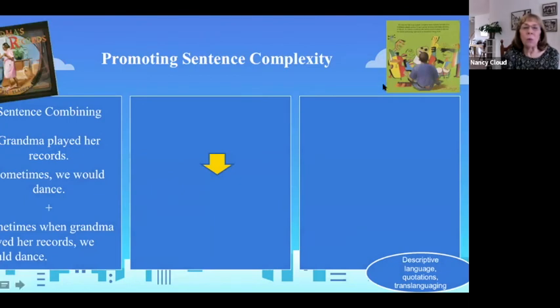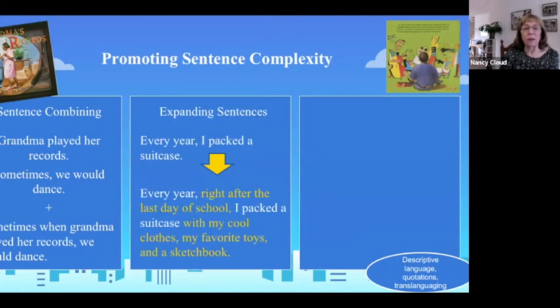I can also model how to build sentences that are more complex by sentence combining. Take these two sentences and put them in one when you're reading Grandma's Records. Start with a simple sentence at the top. Every year I packed a suitcase, and let's make it much more involved. Let's give a lot more detail and make the sentence very much longer and more complete by adding all of these phrases.